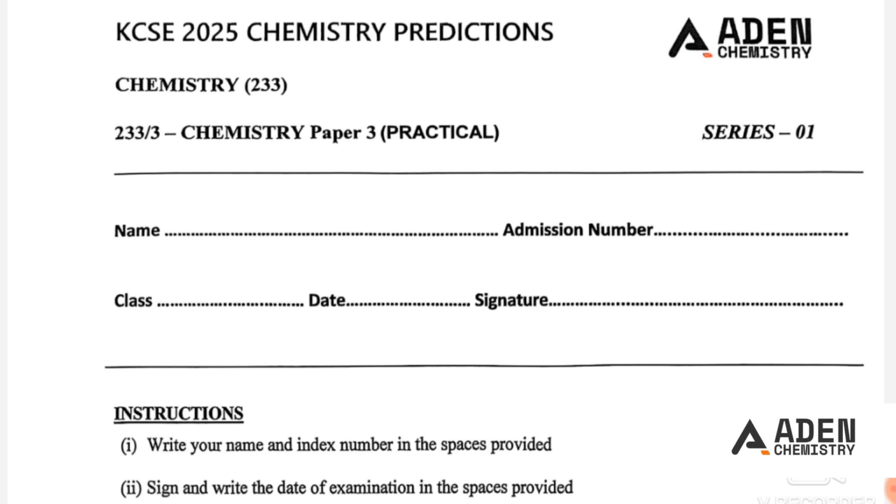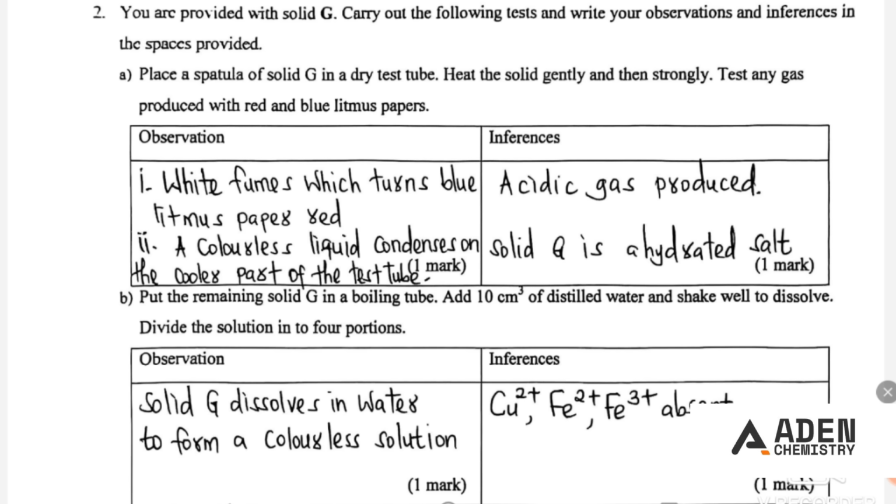Hello students, welcome. Today we are going to do the second part of the KCSE 2025 Chemistry Reductions Paper 3. We are going to do question number 2, which is from inorganic qualitative analysis, also known as the identification of cations and anions. Kindly stay with us until the end of the video. So we are going to do question number 2.